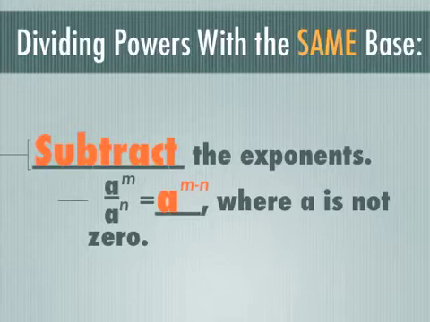So you're always going to take the top exponent and subtract the exponent from the denominator. So it will always be, like in this case, m minus n. You would never switch them and do n minus m.